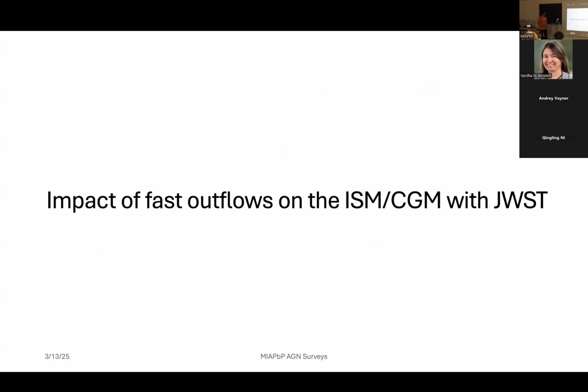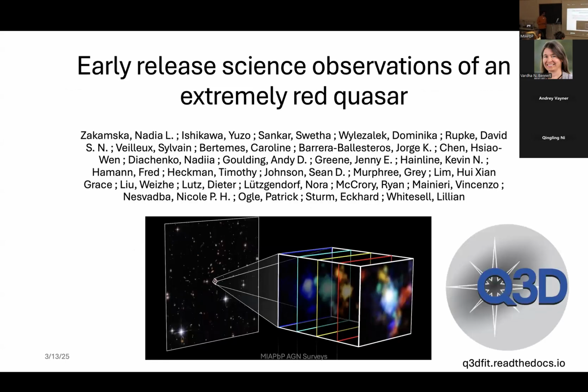So one of the interesting questions, at least for the early release science program with JWST that I've been involved with, Q3D, was to try and attempt to answer if these fast outflows have any sort of impact on the ISM or CGM of these quasar-host galaxies. And so that was one of the driving motivations behind the Q3D program. I'm just listing all the people that were involved here, and I'm going to focus on the results of the Redshift 3 ERQ that we studied as part of this program.